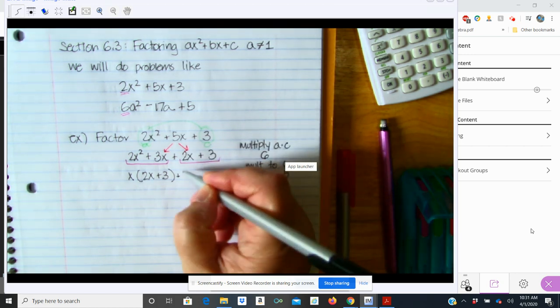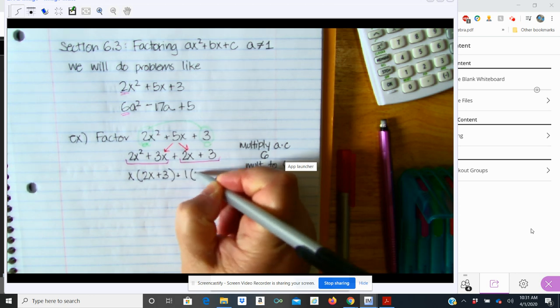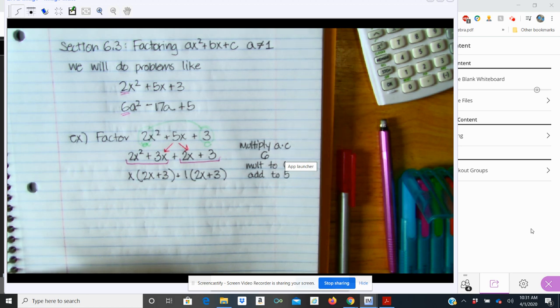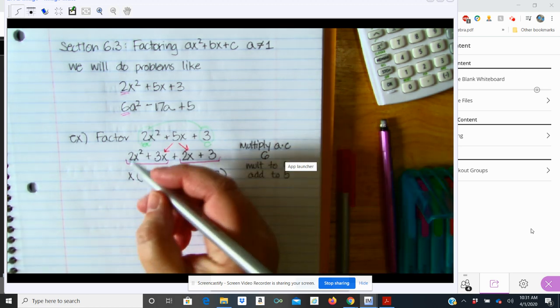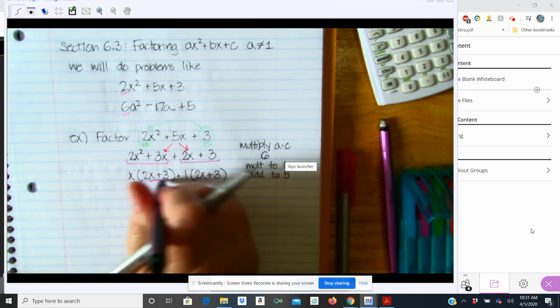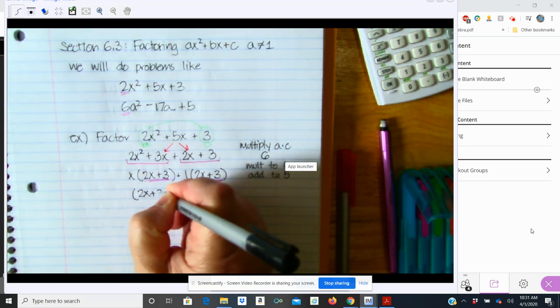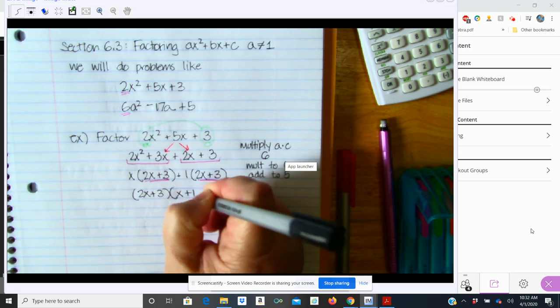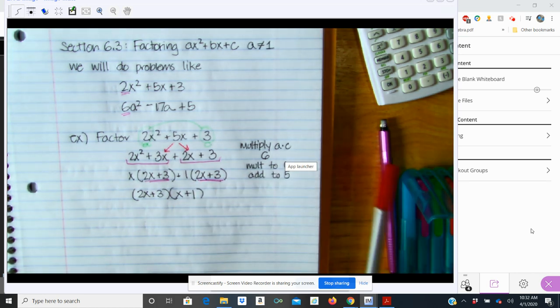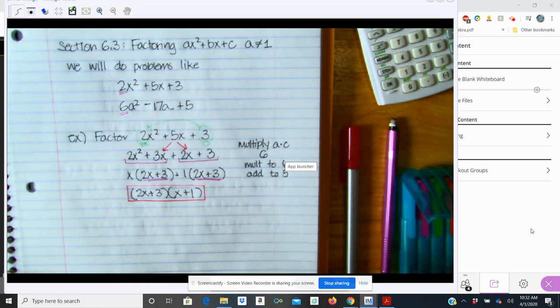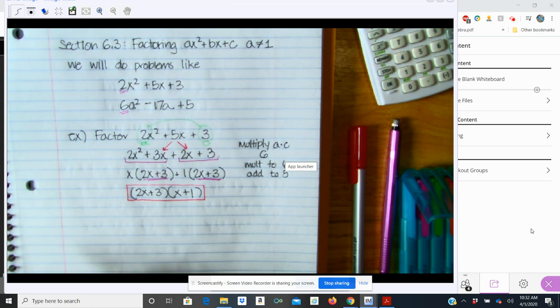If that's the case, what we try to pull out is a 1, because that won't change anything. Now I've got a 2x plus 3 here in both, and an x plus 1. Questions?